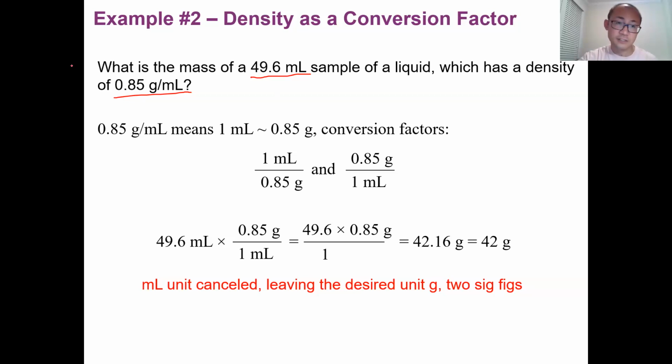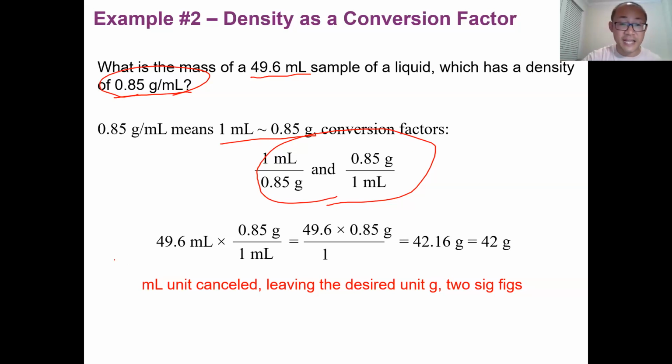We know that density, 0.85 grams per mL, means what? Per mL means 1 mL is 0.85 grams, right? That's what per mL means. So 1 mL is 0.85 grams means these two units are now related. 1 mL of that liquid is 0.85 grams of the liquid. So if these two units are related, I can create these two conversion factors: 1 mL over 0.85 grams or 0.85 grams per 1 mL.